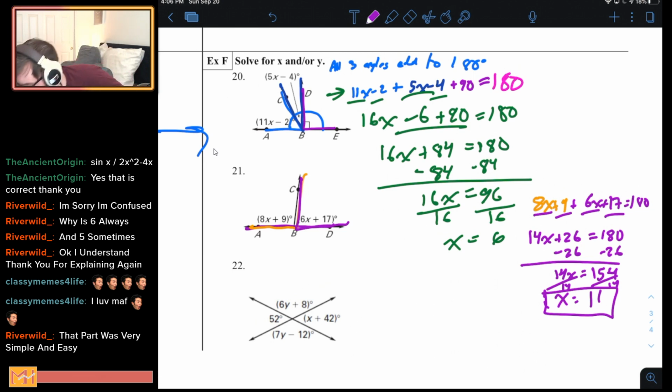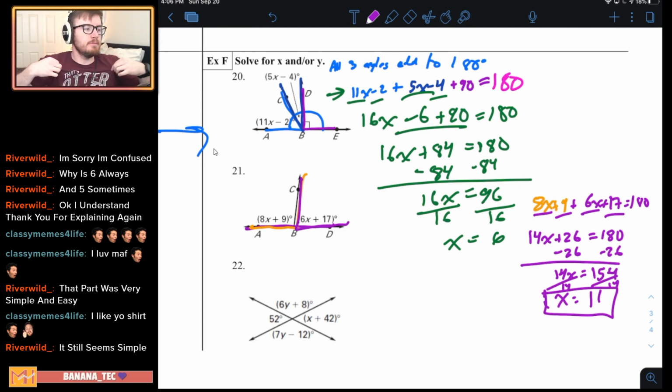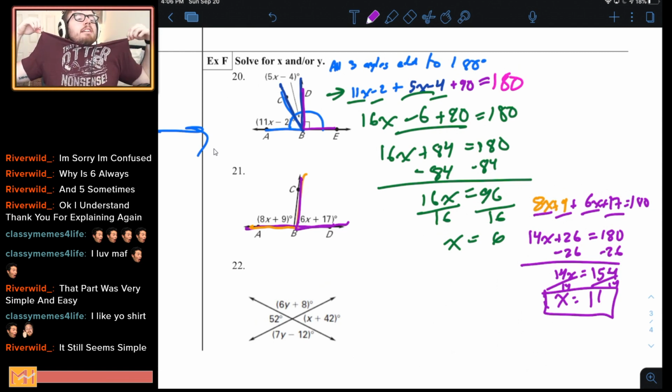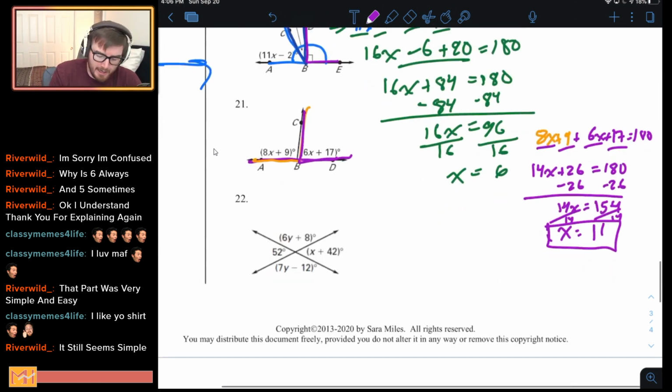Thirsty. I have water in this thing. I have a little bit. Can you even read my chart? That's utter nonsense. Still seems simple. I agree, River.